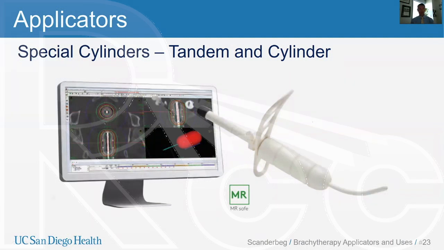Shown on this slide is a picture of a cylinder with an intrauterine tandem. So the cylinder is placed in the vagina as with a regular cylinder, but the intrauterine tandem can be placed up into the uterus to treat parts of the uterus. So this applicator combines the dosimetry of a tandem with that of a cylinder and allows coverage of the uterus and then all the way down into the vagina.